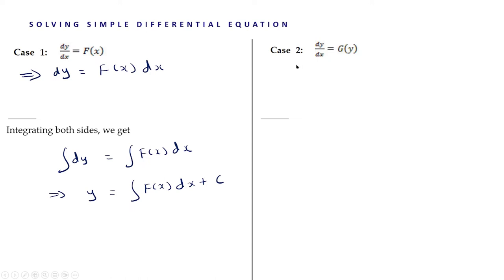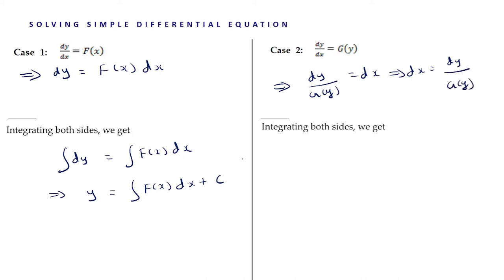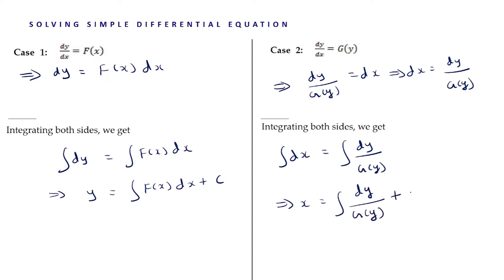And now we have the next case where dy by dx is equal to a function of y. If we have a differential equation of this form, dy by dx equal to g of y, then we can rewrite this as dy by g of y equal to dx, or dx is equal to dy by g of y. Now we can integrate both sides. Integrating both sides, we get integral dx equal to integral dy by g of y, or x is equal to integral dy by g of y plus an arbitrary constant c. This is the general solution of this type of differential equation.